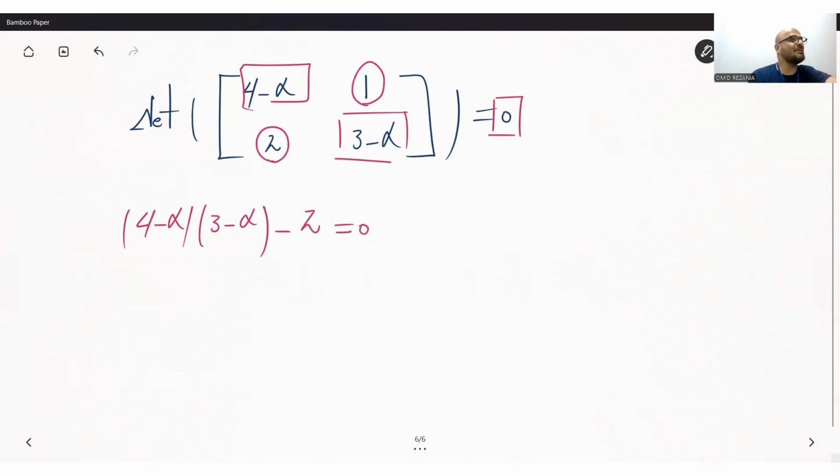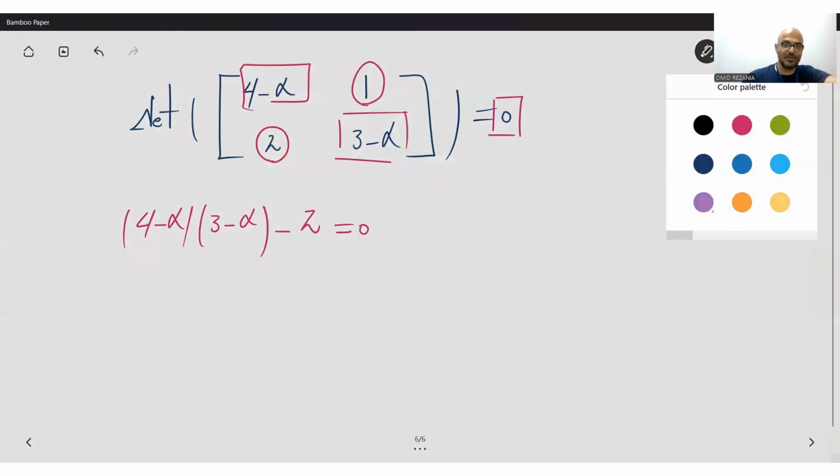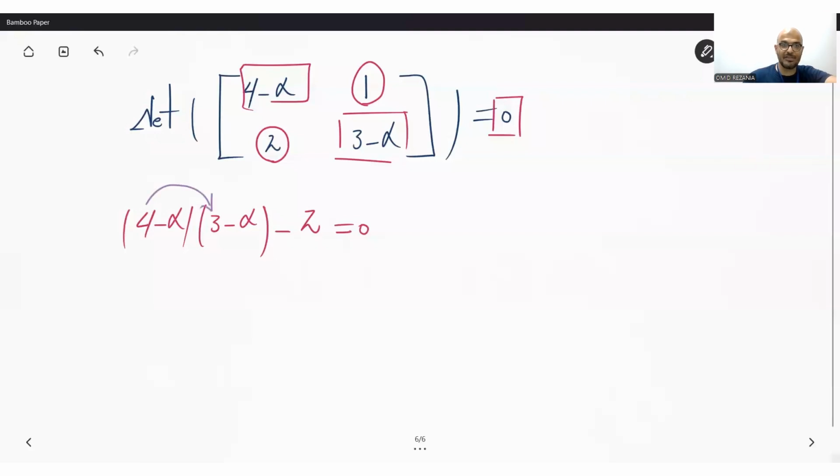Now we are going back to elementary school math. I have to expand this. In order to expand it, 4 multiplied by 3 becomes how much? 12. 4 multiplied by alpha, minus 4 alpha. I have alpha multiplied by 3, minus 3 alpha. Minus alpha times minus alpha, plus alpha squared. And I have minus 2 standing outside. Should equal 0.